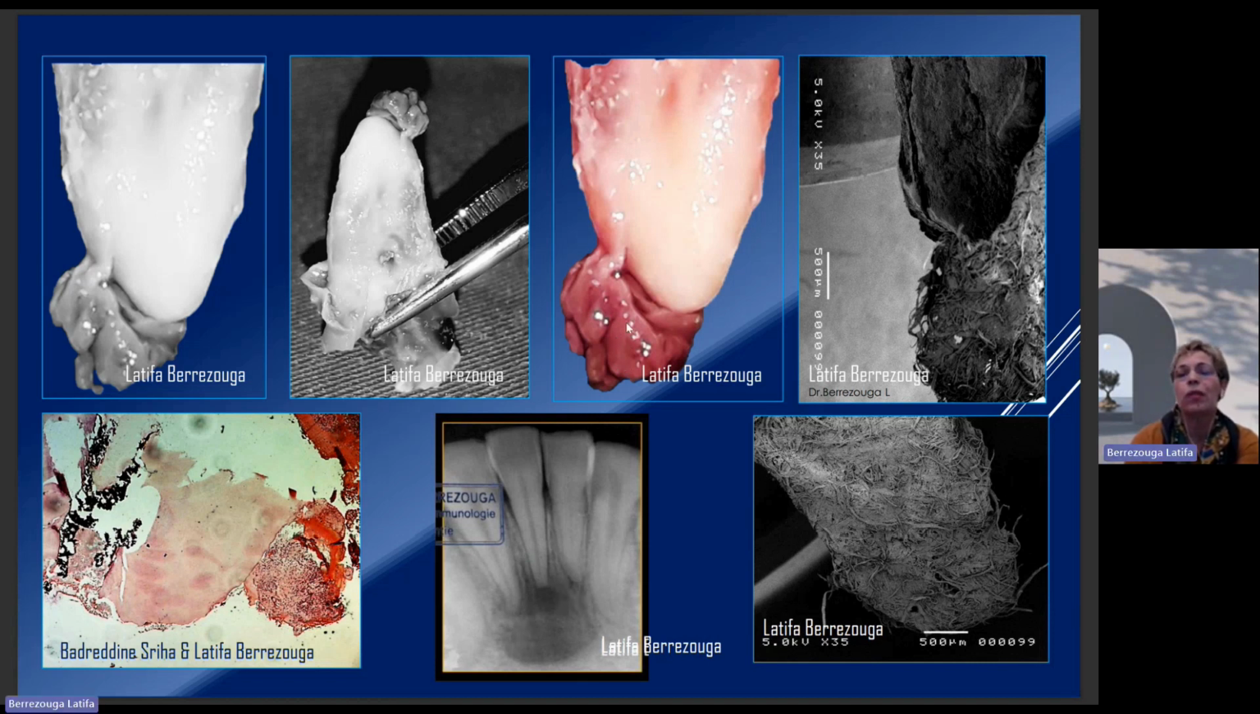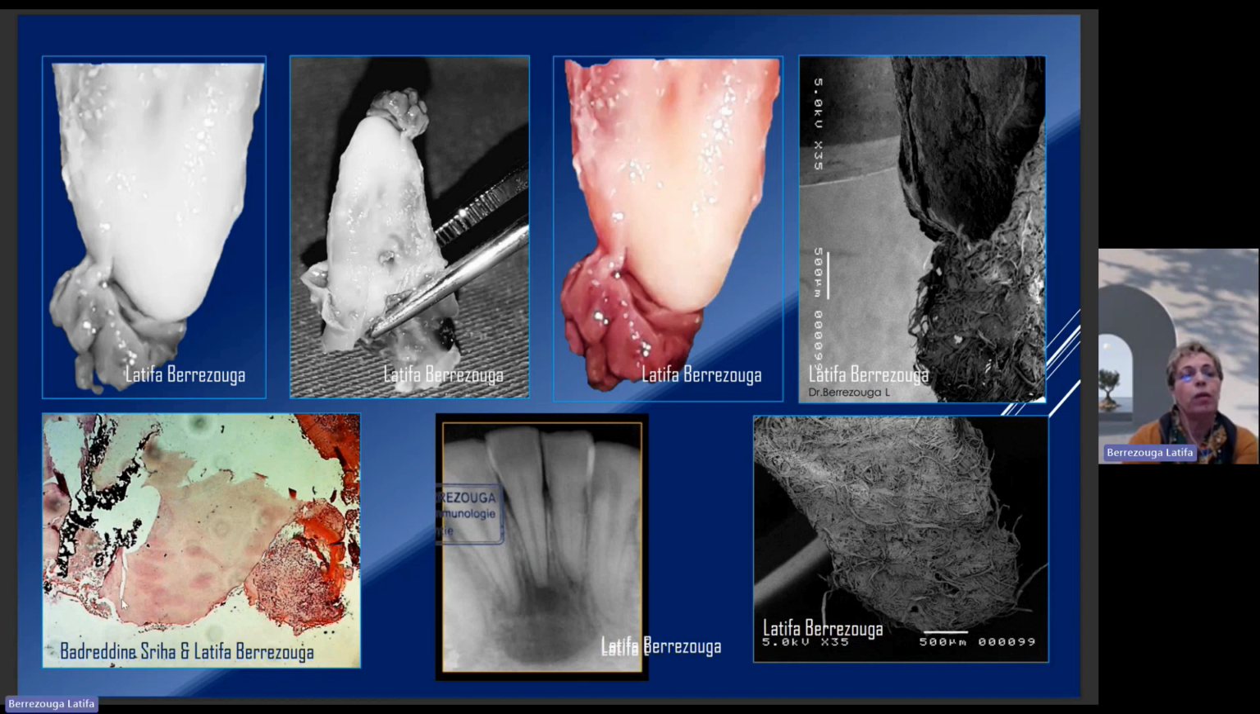But no one can really confirm at 100% whether this lesion is a granuloma or a cystic lesion. We may find inside the lesion pus, for example. But neither clinical examination nor radiography can systematically diagnose the type of lesion at 100%. The gold standard for the diagnosis of the lesion is histopathology.